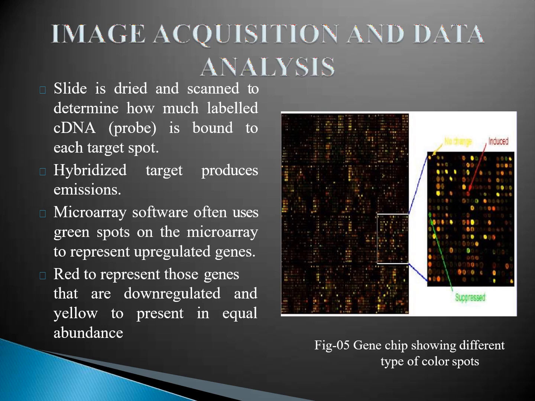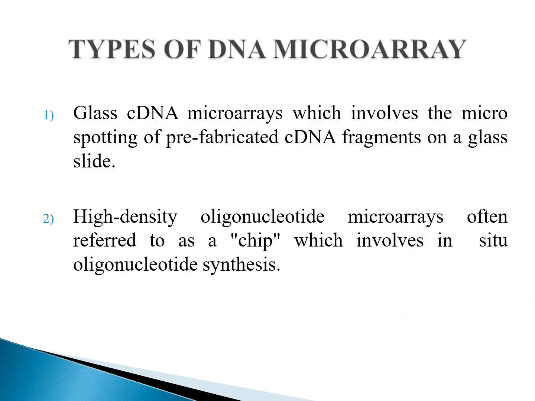And some spots are yellow. Now this represents that there is no effect on this gene expression in control or normal or cancerous cell line. The gene expression is equally abundant in both the samples, that is in the normal cell line as well as in the cancerous cell line. So in this way we can read the results on this image of DNA microarray with the help of these color spots. Then next we are going to discuss the types of DNA microarray.